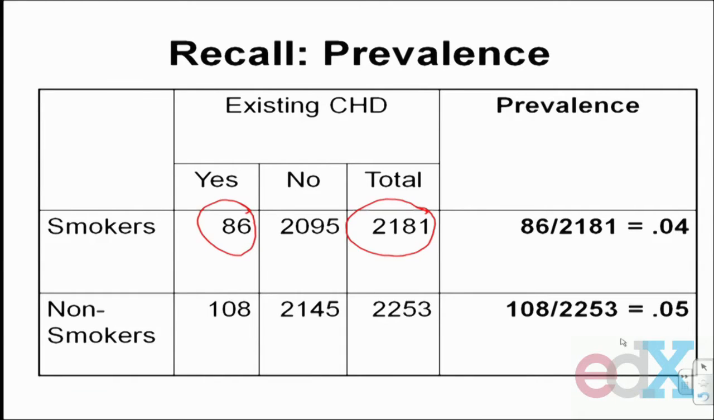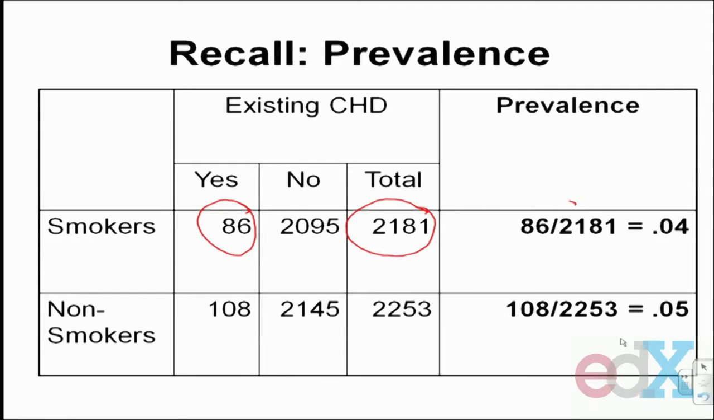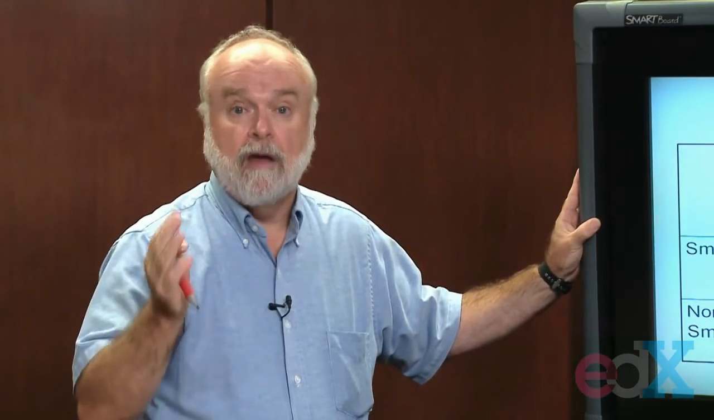2,181 people answered yes. So we could measure the prevalence of coronary heart disease among the smokers at that 1956 exam. We could divide the 86 by the 2,181 and conclude that 4% of the smokers in the 1956 exam already had coronary heart disease. The prevalence of coronary heart disease among the smokers was 4%.